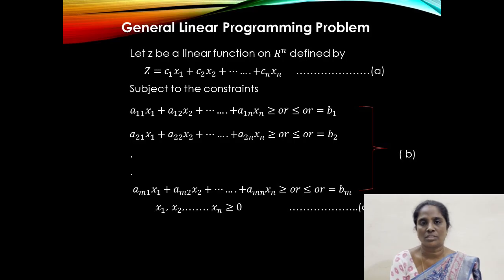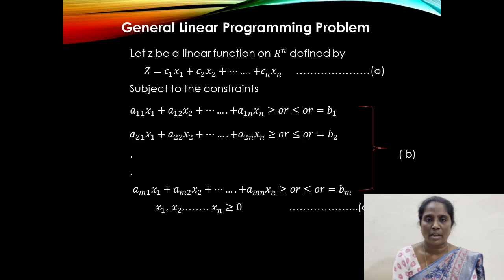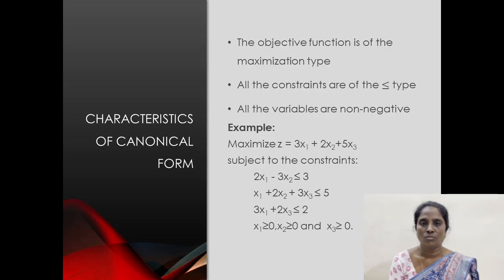The linear function z is equal to c1x1 plus c2x2 plus etc. cnxn, which is to be maximized or minimized, is called objective function. The set of inequations in B are called constraints, and the inequations in C are called non-negative restrictions of the L.P.P. Now we will move to the characteristics of canonical and standard forms of the L.P.P.